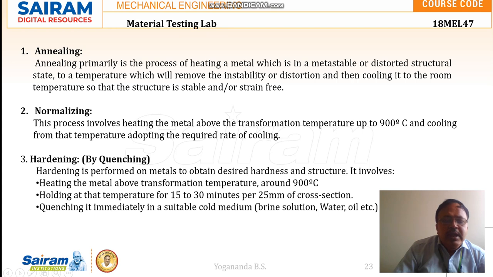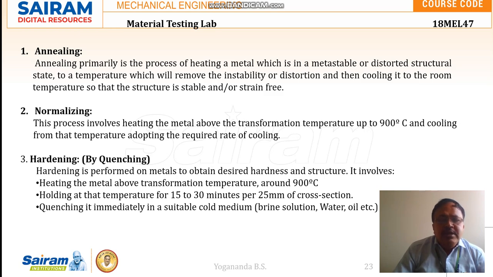We have the classification of heat treatment processes like this: annealing. It is primarily the process of heating the metal which is in a distorted structural state. This distorted structural state will be stabilized by heating the metal to a temperature so that the increased temperature will remove the distortion, and then the metal will be cooled down to room temperature, so that the metallic structure will become stable.